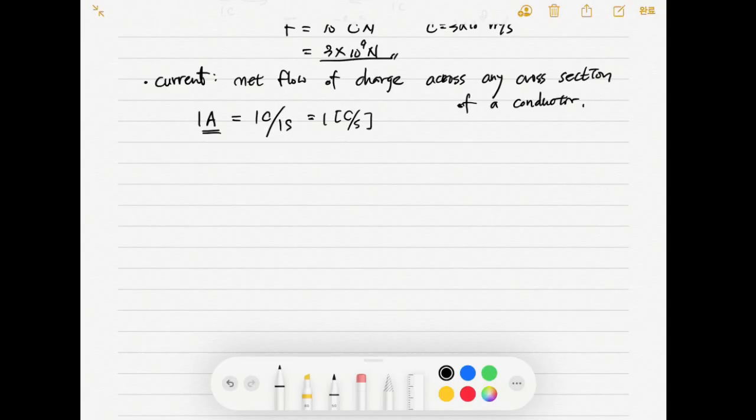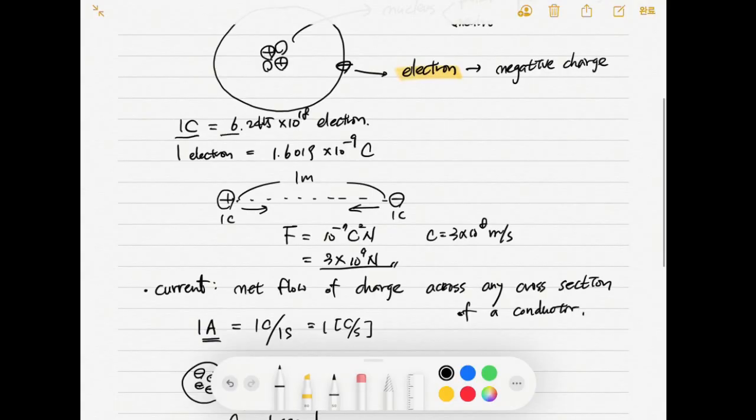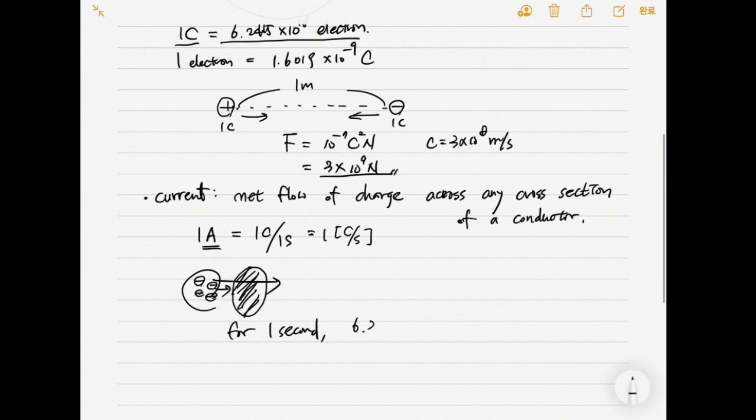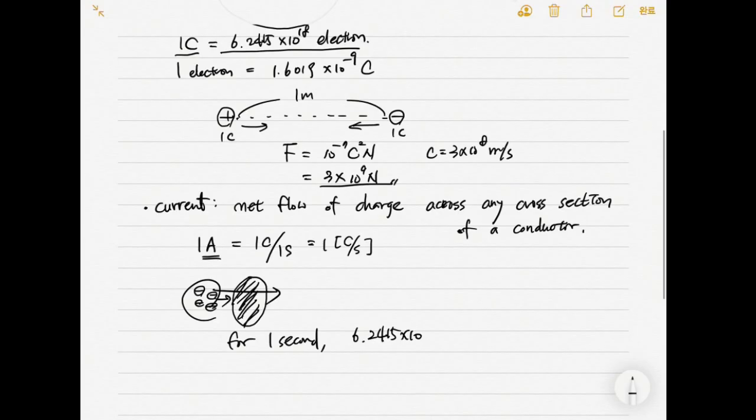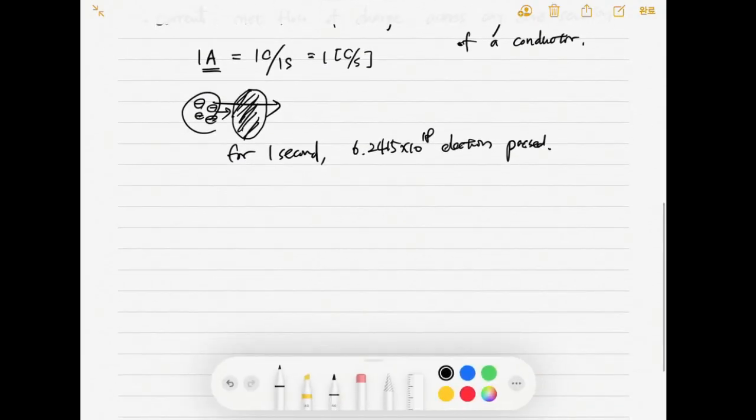What is the meaning of that? It means I don't know how much the area is, and I don't care about that. There's a section, there's a conductor. Then the charge flows in this way, and for 1 second, the charge passes through this area. How much? 1 coulomb, which is 6.2415 times 10 to the 18 electrons, passes. Then you can say 1 ampere flows through this area.